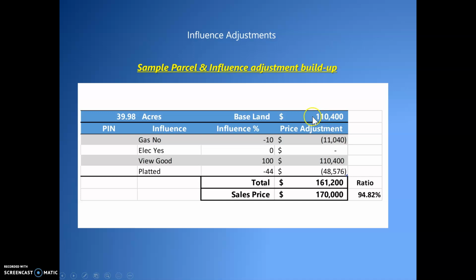So we take your base rate, subtract the adjustment for no gas, add the adjustment for the view, and subtract the adjustment for the access, which gives us a total value of $161,200. This particular property sold for $170,000, which gives us a sales ratio of 94.82%.